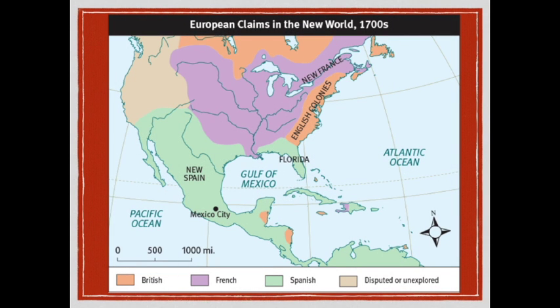Right, so now we have the European claims on the New World in the 1700s. Again, the British areas are in the pink, the French in the purple, the Spanish are in that blue color, and we have disputed territory that's up in the northwest. All right, make sure you know this map.